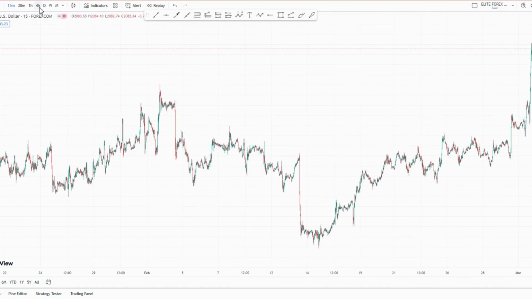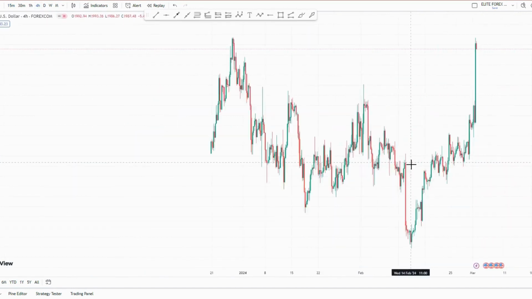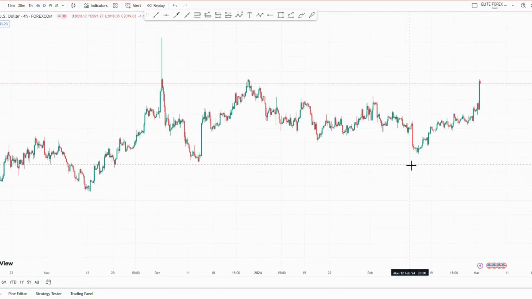So I'll come down to the 4 hours time frame, and then I'll pull up my trend line. Yeah. So if you don't know how to draw a trend line, there's a video up here as well that will teach you how to draw a perfect trend line. So I'll pick up this.